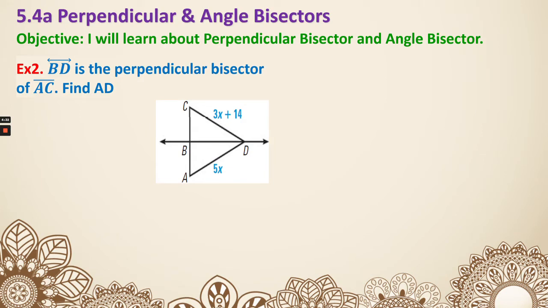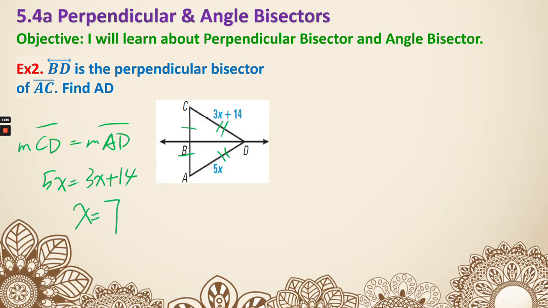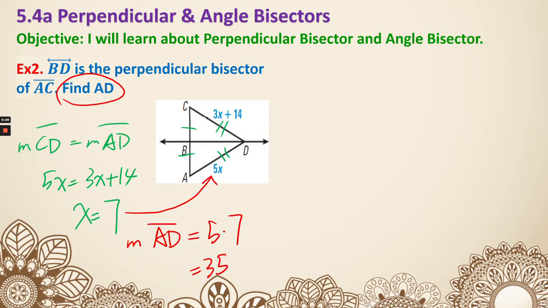BD is the perpendicular bisector. If it is, these two parts are the same, these parts are the same. So we basically know the measurement of CD is the same as the measurement of AD. So 5x equals 3x plus 14. After solving, x equals 7. We're not done. The question is asking for AD. Now I need to put it back. So the measurement of AD is 5 times 7, which is 35. That is example 2.